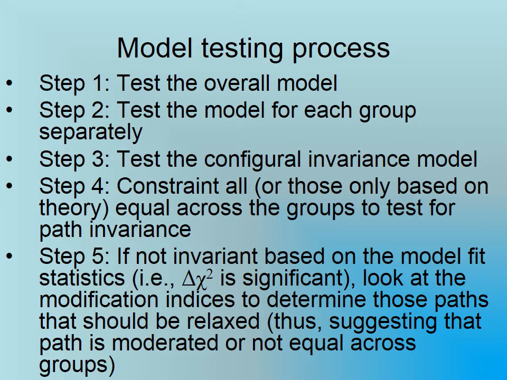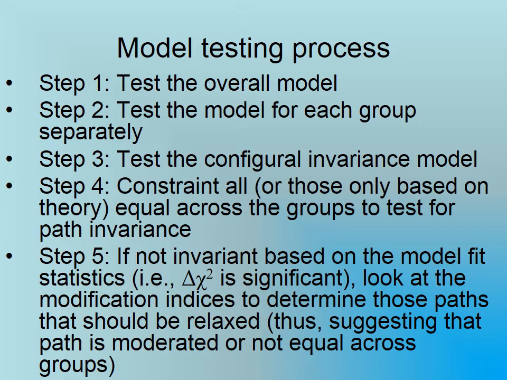If your change in chi-square is non-significant, that implies the model is equal across both groups. In other words, all your beta coefficients and gamma coefficients are the exact same whether your parents pay for college or they do not pay for college. If that's non-significant, you could actually stop the model building process right there. However, if you have a significant change in chi-square, that basically means that one of your betas or your gammas are different across groups. And that's where step 5 comes in.